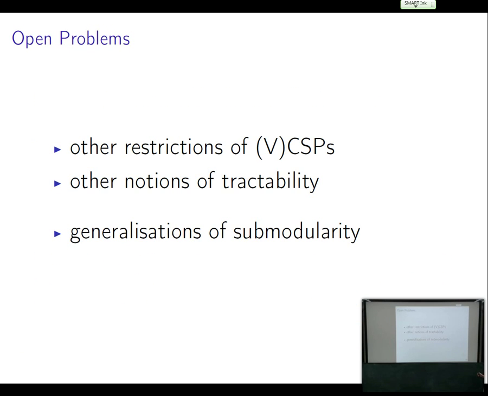Okay. I have one more slide. So what I talk about here is the power of linear program relaxations for exact solvability of VCSPs. Of course, you can ask what can be solved using LPs for other classes of VCSPs, widely open, not much is known. This has been studied in the context of other notions of tractability. And I guess the interesting part for this workshop might be these generalizations of submodular.